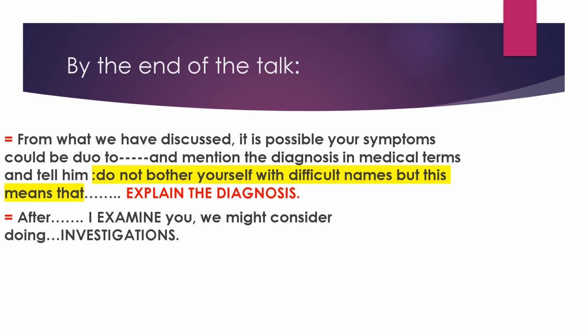By the end of the talk, tell him that we have discussed everything, and your symptoms are possibly due to, and tell him the disease. Mention the diagnosis in medical terms, and tell him, don't bother yourself with difficult names, but this means that, and try to explain the diagnosis. So first tell him the diagnosis, for example, rheumatoid arthritis, but tell him that don't bother yourself with difficult names, and I will tell you what that means, and start explaining the diagnosis. And also the examiner would love to hear this from you.